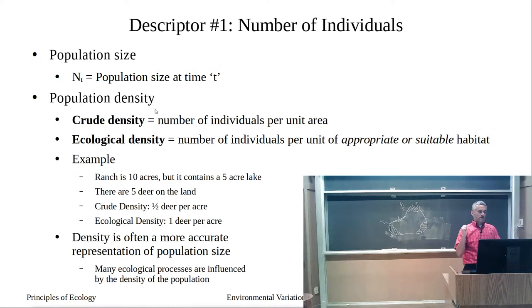All right, so descriptor number one, number of individuals. This is basically our population size. That's what it is. How many individuals exist in our population? We abbreviate population size with capital letter N. All right, capital letter N. And I use the subscript T to say this is population size at time T. And this kind of tells us that our population size can change depending on when we look at it. So we can look at it today and we have a population size. We can look at it tomorrow and the population size can change. If we went out and did the grasshoppers, let's say, in another 2 weeks, I bet our population size changes.